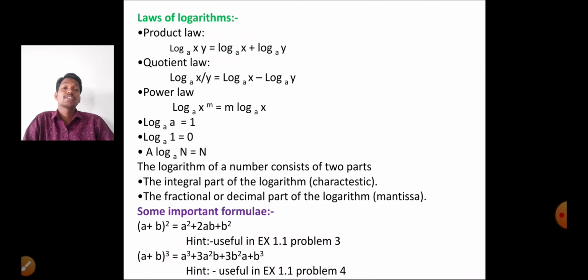Some important formulas. A plus b whole square equals a square plus 2ab plus b square. This formula is used in Exercise 1.1, problem 3. A plus b whole cube equals a cube plus 3a square b plus 3b square a plus b cube. This formula is used in Exercise 1.1, problem 4.